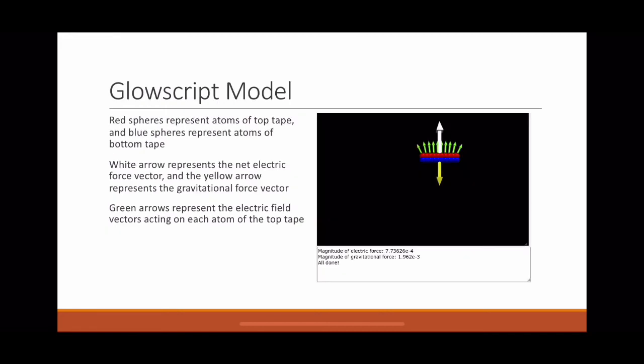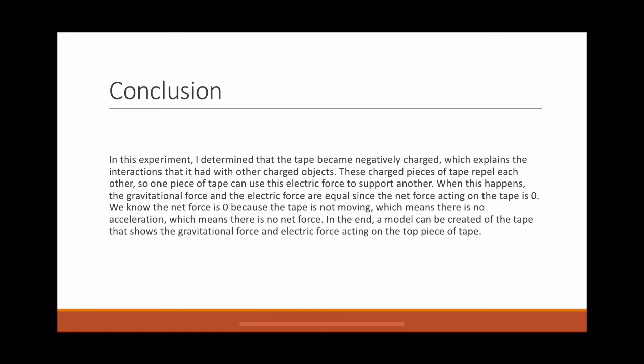Here's my Glowscript model. The red spheres are the atoms at the top tape, blue are the atoms at the bottom tape, the white arrow is the net electric force vector, the yellow arrow is the gravitational force vector, and the green arrows represent the electric field vectors acting on the top tape. You can see on the bottom, it also shows the electric force and the gravitational force. Gravitational force is simply mass times gravity, and the electric force is based on Coulomb's law and the distances that we found earlier. Differences in charges that we found earlier.